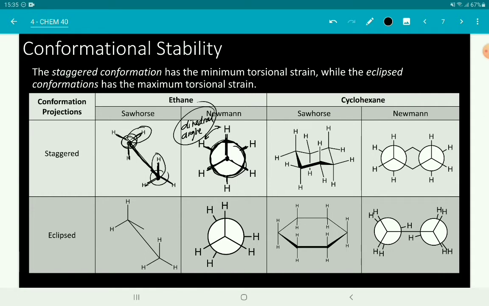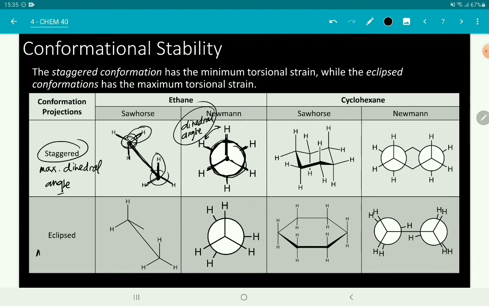Okay? So, kapag maximum ang dihedral angle, ang tawag dun sa conformation ay staggered. This is a staggered Newman conformation and this is a staggered Sawhorse conformation. Kasi yung dihedral angle between the hydrogens here is at the maximum.